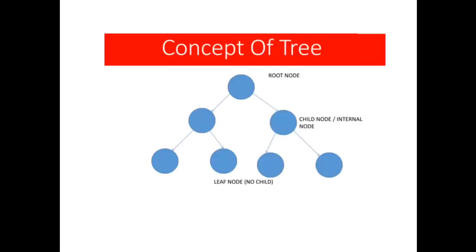Now, first of all, what is actually the concept of a tree? A tree consists of some nodes where the parent node or the first node is the root node. These all are child nodes or internal nodes, and the last level, these are the leaf nodes.